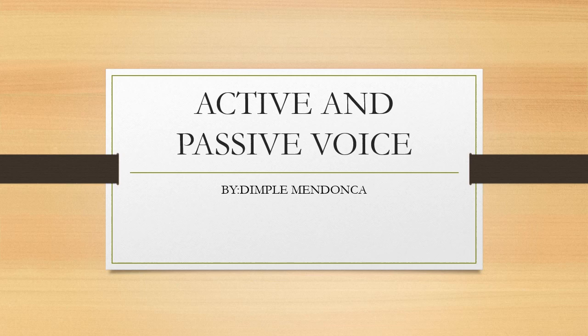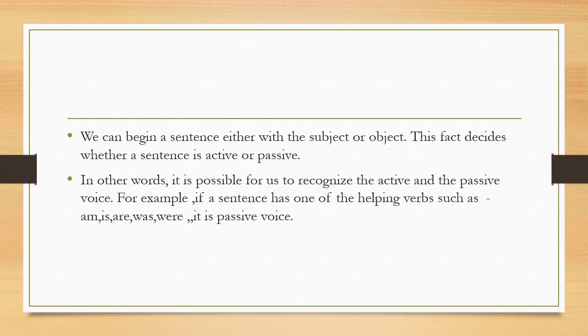Hello students, in today's English grammar class, we shall learn active and passive voice. Let's begin the class. We can begin a sentence either with a subject or object. This fact decides whether a sentence is active or passive. In other words, it's possible for us to recognize the active and the passive voice.